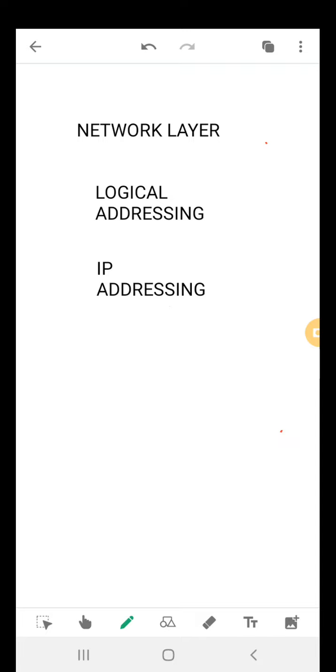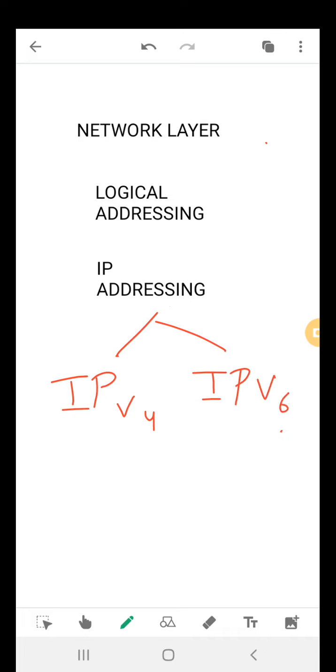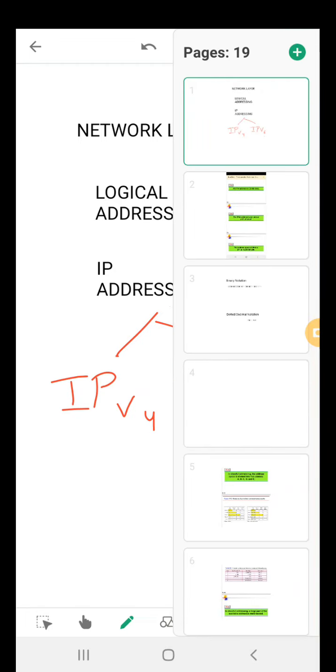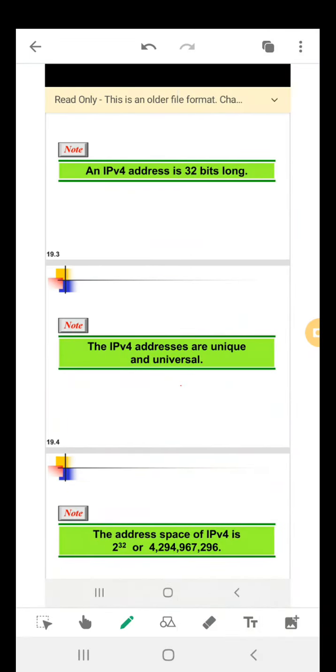Since we know that we have two versions of the IP protocol that are currently in use, that is IPv4 and IPv6, similarly we have two versions of address, that is IP version 4 addressing and IP version 6 addressing. So in this class, we are going to see in detail about both types of addresses. So let us start with the IPv4 address.